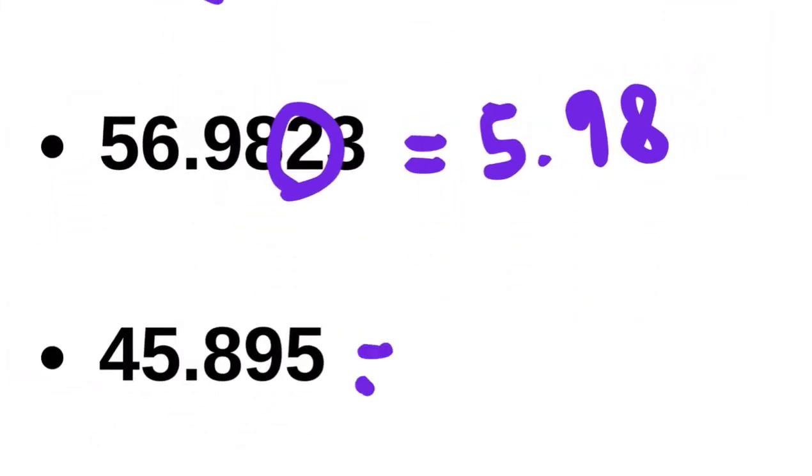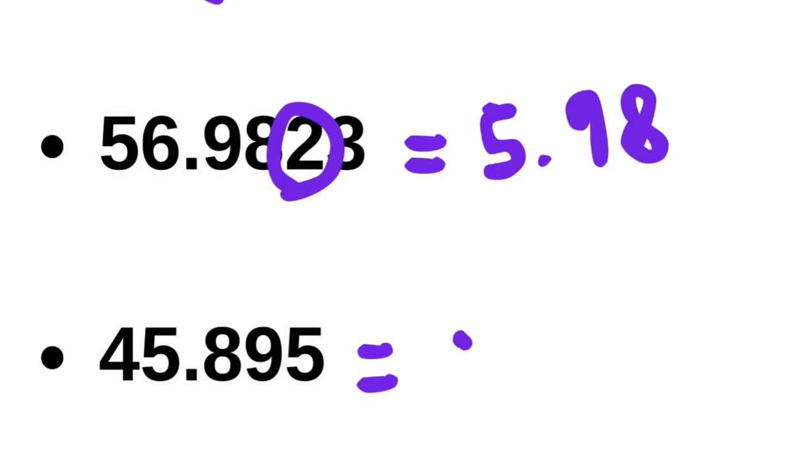And what about this one? 45.895. Okay. Now my third digit is 5. It's neither greater than 5 nor smaller than 5. It's 5 itself. So what should I do? At that time, you take a look at the second digit again. If my second digit is odd, I add 1 to it. If my second digit is even, I keep it the same. What is 9? Is it even or odd? Exactly, it's odd. So that's why I add 1 to it.